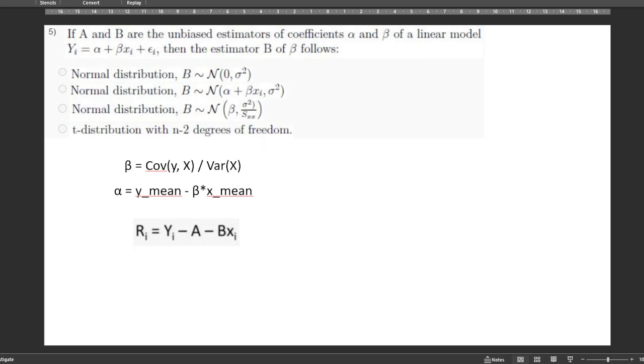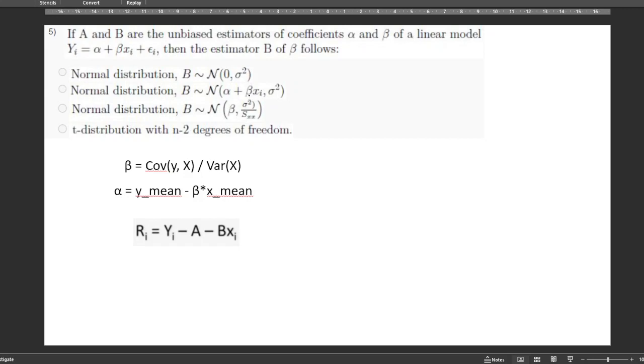Here they have asked: A and B are the unbiased estimators of coefficients alpha and beta of a linear model. Then the estimator B of beta follows what? So first we have to understand what B depends on. B depends on beta, that is very obvious, and beta forms the mean for the estimator as well. So how much it deviates is the standard deviation.